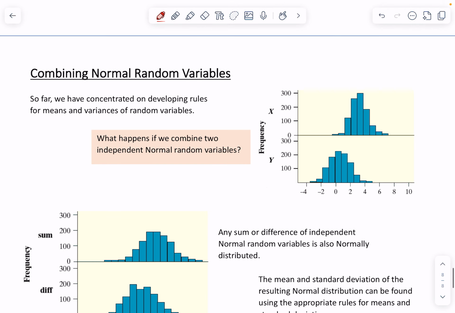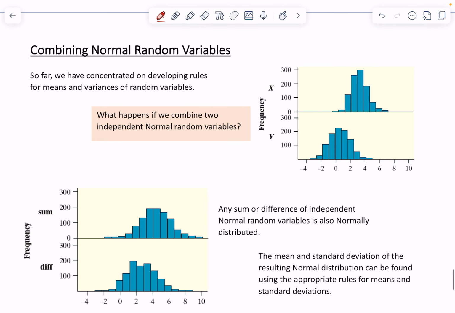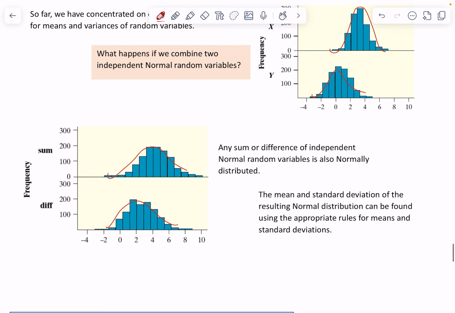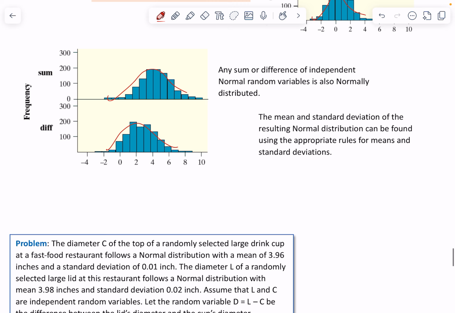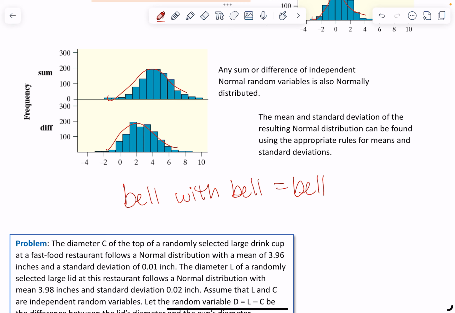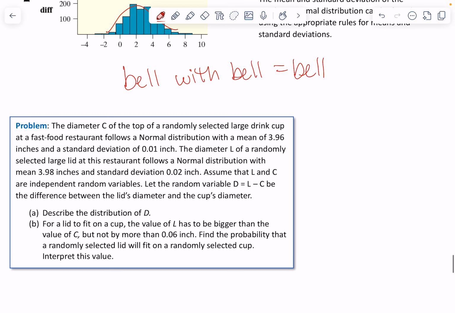So last little bit, I just want to point out, if we have normal distributions, this is normal, this is normal, normal, normal. If we combine normal distributions, we get a normal distribution. I don't care if you're adding or subtracting. Bell shape with bell shape equals bell. Normal with normal equals normal. So I think this is our last problem.